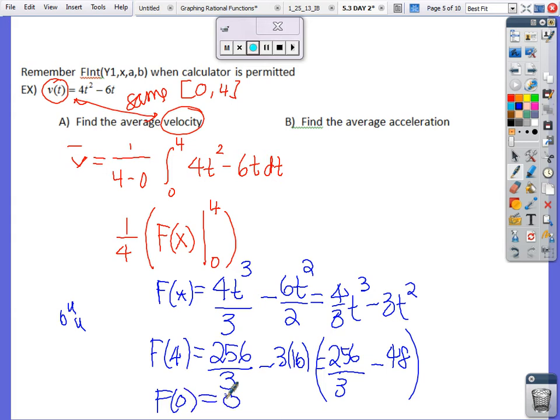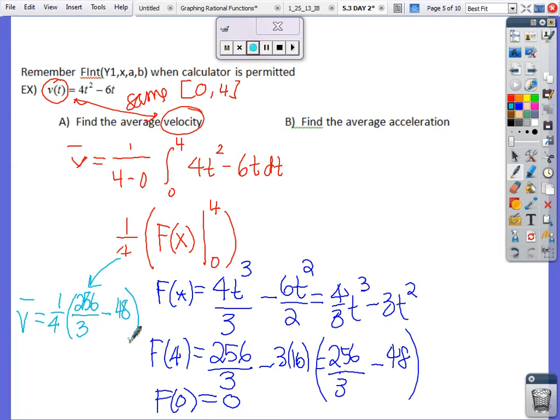So let me get myself a little bit more space here. Okay, so over here, the average value would be 1/4 times f of 4 minus f of 0. F of 4, I didn't simplify it just because I want to make sure that I get this done in time. And then you would have a minus 0 because of the f of 0. So that actually is your average velocity from 0 to 4. It should be the exact value that we found with the calculator.